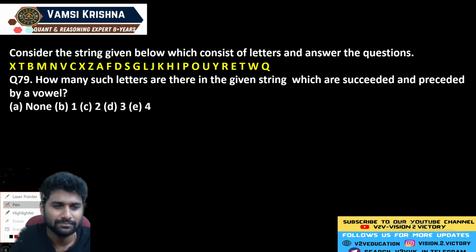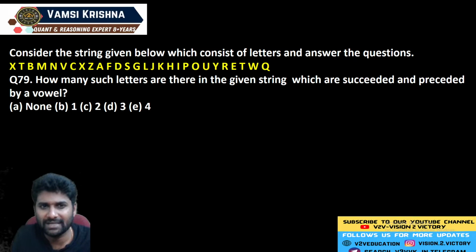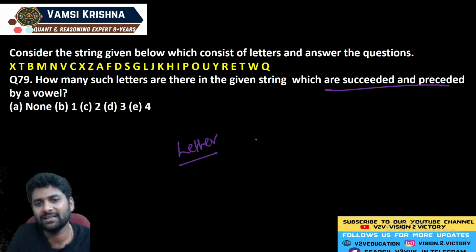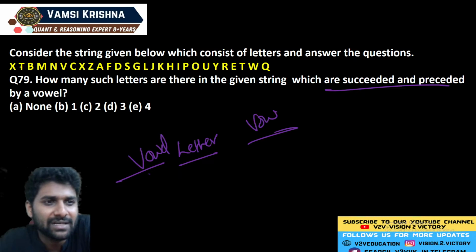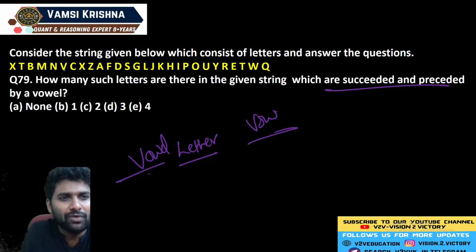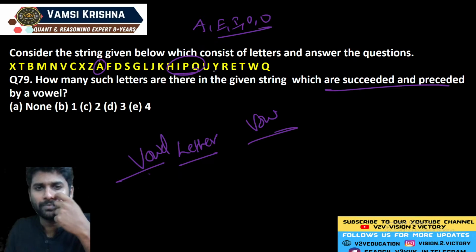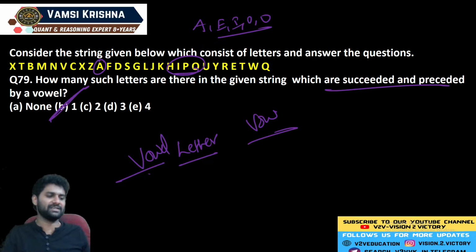Now, last one. See, there are a few letters given in the sequence. The question: how many such letters are there in the given string which are succeeded and preceded by a vowel? Guys, we need a letter whose previous and next must be vowels. So, check it out. We need vowel, letter, vowel. So, not possible. How many are there? E is the vowel, N, M, B, and you already know that A, E, I, O, U, right? We have A, but it's not possible. Guys, we have one possible, IPO. That's it. Only one condition.